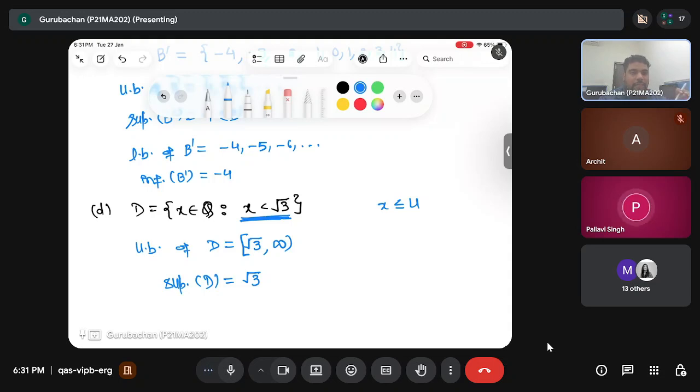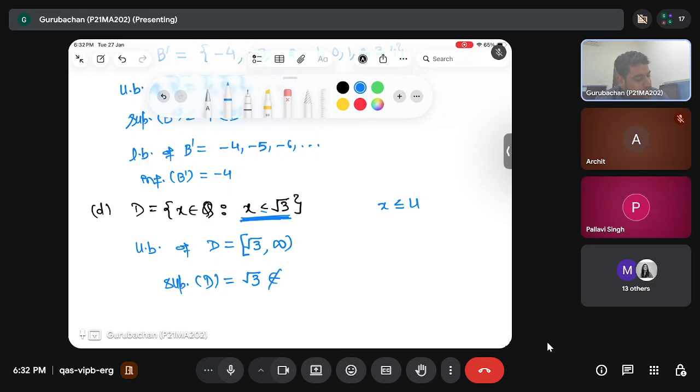Now tell me whether it belongs to the set or not. No, sir. Why? Sir, because it's an open interval, sir. Root 3 is not included in the set. Suppose I am including it, then? Sir, then it will belong to the set. No, sir. As x belongs to rational numbers, then also it will not belong.